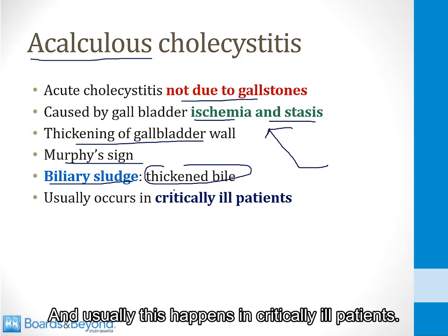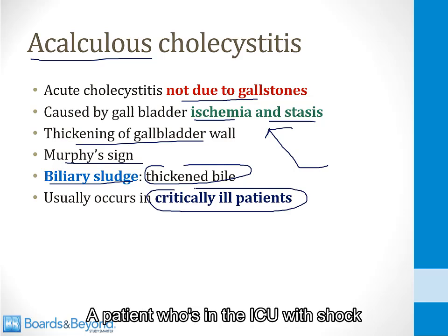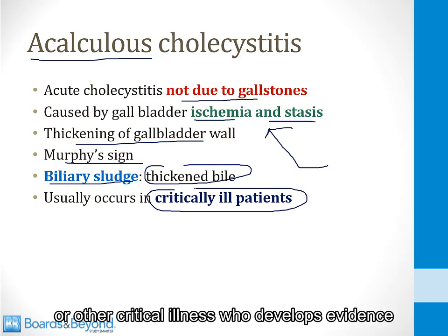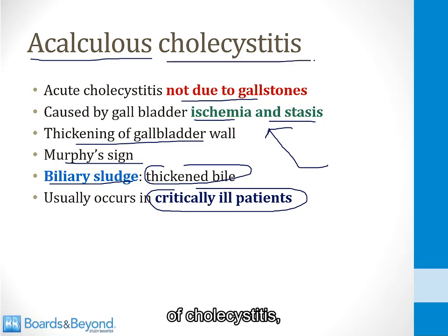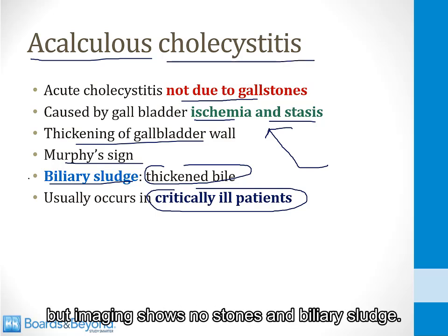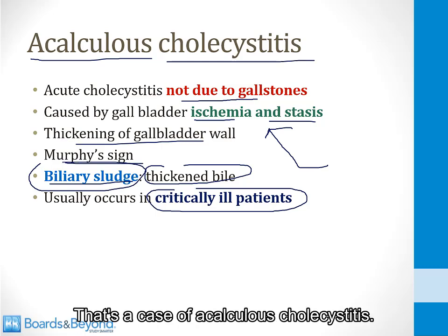And usually this happens in critically ill patients, a patient who's in the ICU with shock or other critical illness, who develops evidence of cholecystitis, but imaging shows no stones, just biliary sludge. That's a case of acalculous cholecystitis.